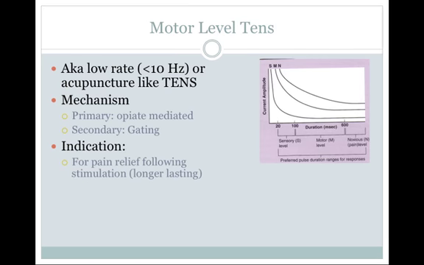So the next one is motor level TENS. Here we turn that up until we get a motor nerve stimulated. So again, we're right back to where we were for our muscle contraction, and we're going to pick an appropriate duration to stimulate the muscle for this. This is called low rate TENS, or acupuncture-like TENS, and it can be extremely effective. Don't see it used very much, and that's unfortunate, because if we were going to put TENS on someone, this works really, really well.